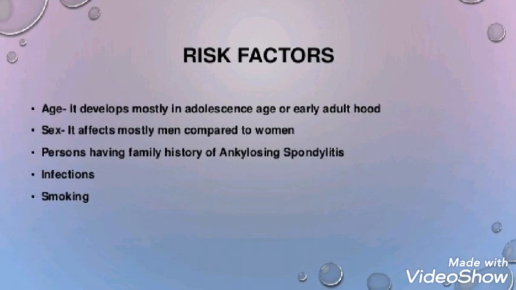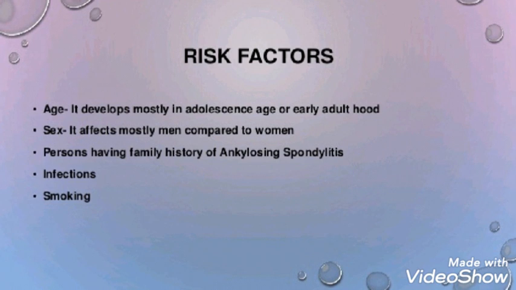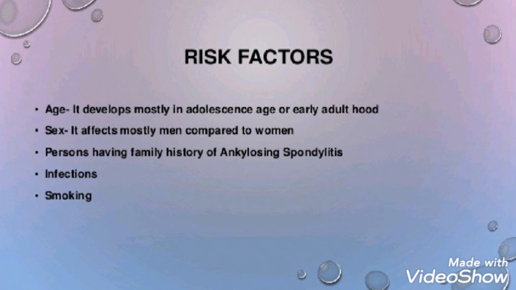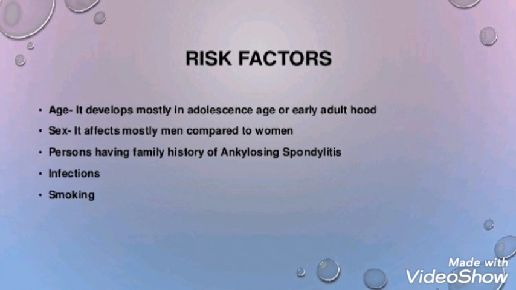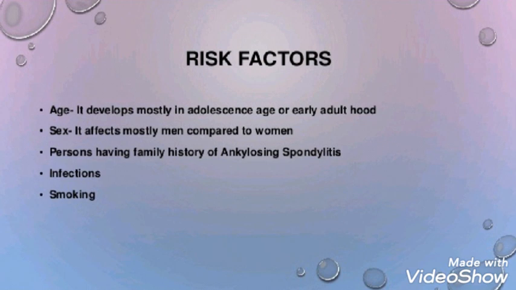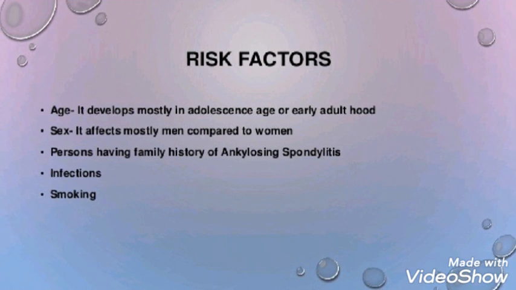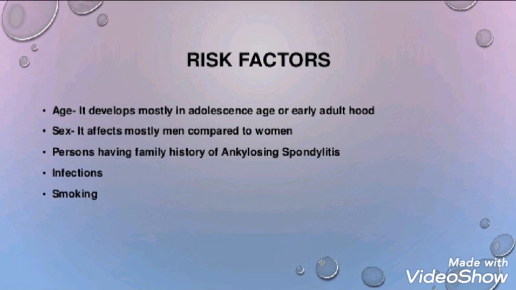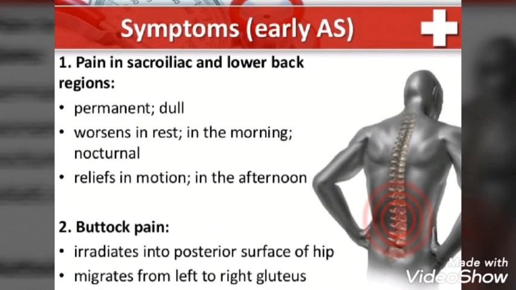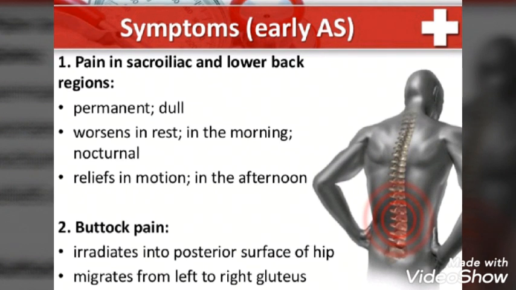Then come to risk factors. The risk factors are age. It happens when the age gradually increases, mainly in old age, or you can say developing adult age. Then sex, it affects mostly men compared to women. So men have more chances of getting this disease. Then persons having a family history of ankylosing spondylitis. Obviously, when the person has a family history, he has more chances of getting the same disease. Then infections and smoking.